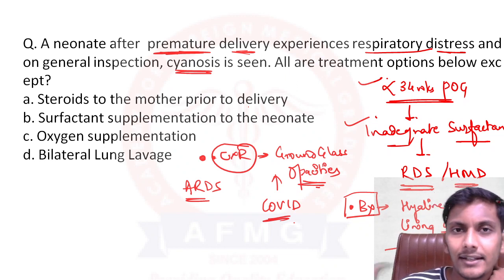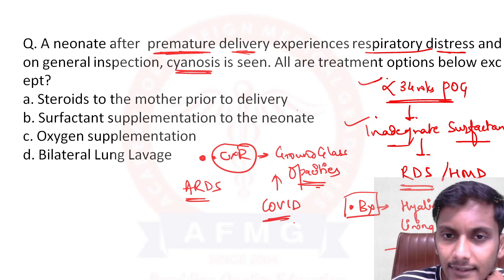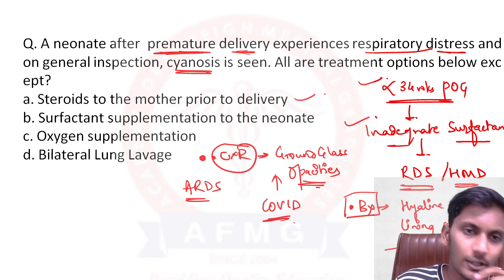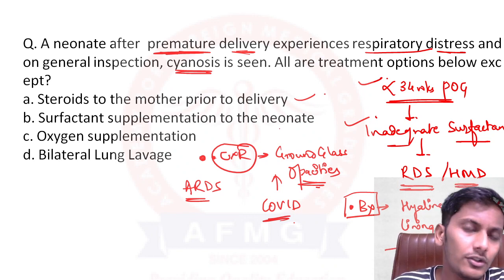Okay, so to accelerate the surfactant production, steroids can be given to the mother prior to the delivery. This is the correct statement. We need to find the wrong statement now. So dexamethasone or betamethasone are the drugs which are usually given to the mother.